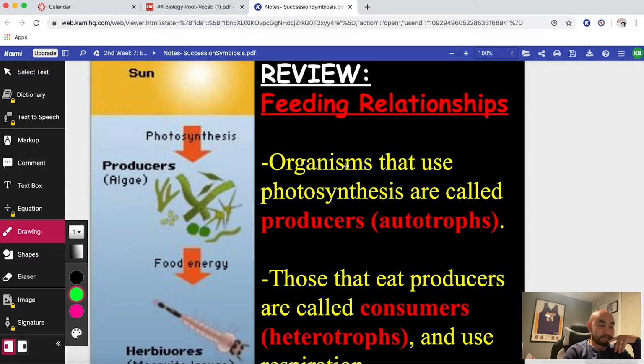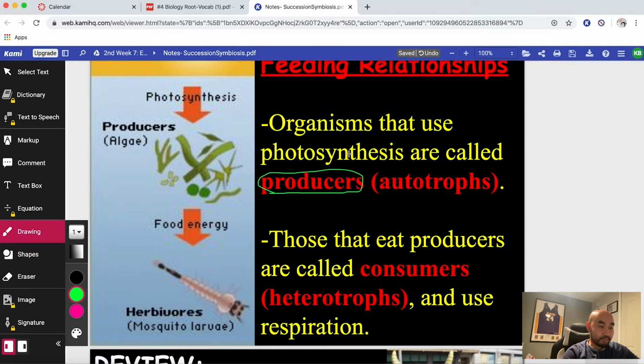Feeding relationships, right? We talked about there are different types of organisms. You have producers. How do you know they're a producer? Well, first thing is producers right here. If I were you, I would circle or highlight the producer. They use photosynthesis to produce energy. What would be an example of a producer? That would be the grass. Another name for producer would be autotroph, right here.